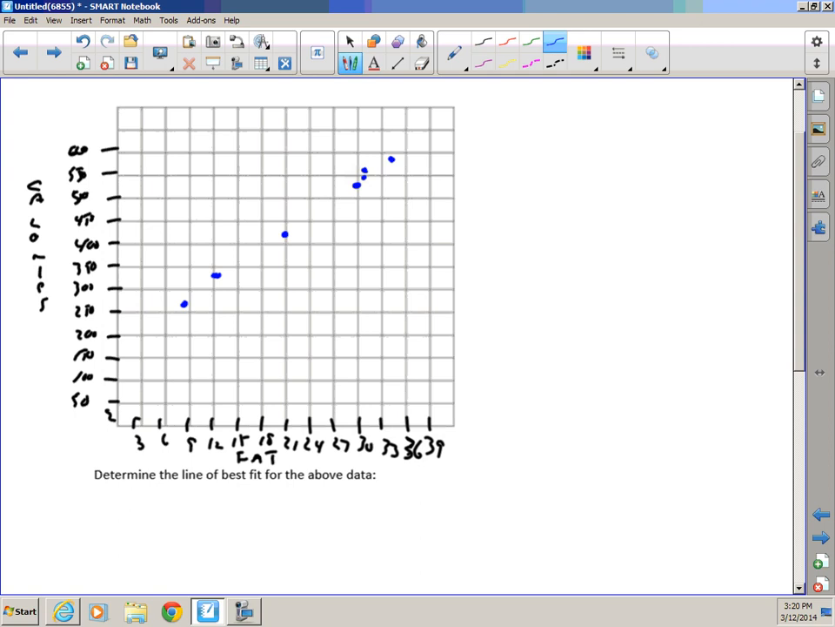25 and 500. 28 and 560. Right around there. And 2 and 440. It's a little higher than that one. And then finally 5 and 300. Okay. All right.